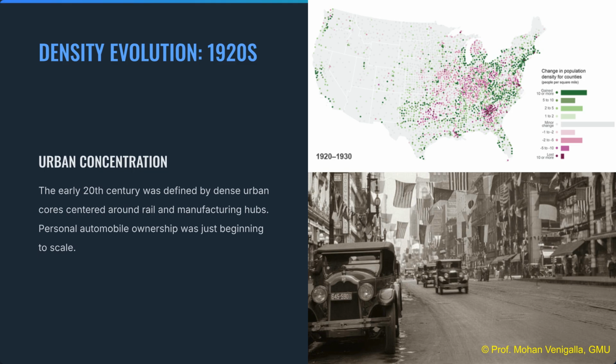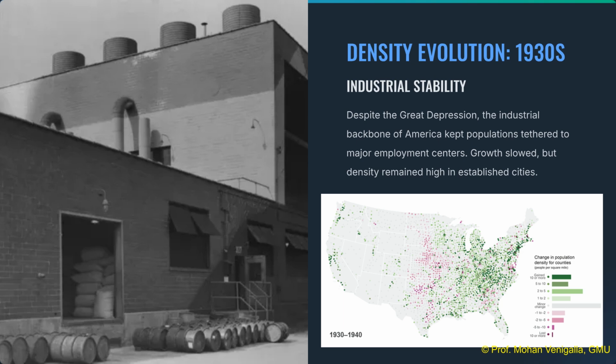In the 1920s, population was concentrated in dense urban cores around rail and manufacturing hubs. Personal automobile ownership was just starting to scale. Note that the green dots in the map insert indicate counties with high population densities. During the 1930s, industrial stability kept populations tethered to major employment centers. Despite the Great Depression, growth slowed, but density remained high in established cities. On the map, you can observe more green dots in the 30s, indicating an increase in urbanization.